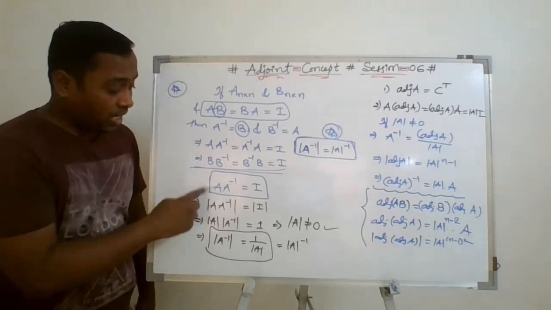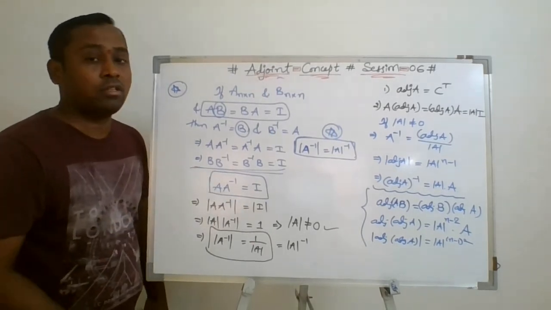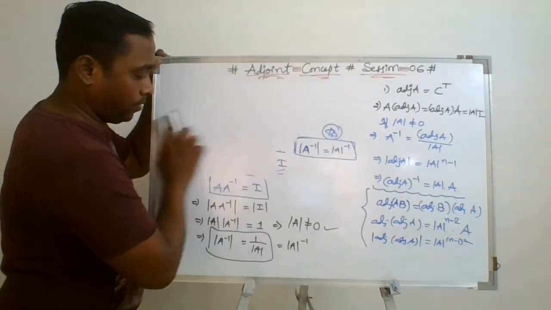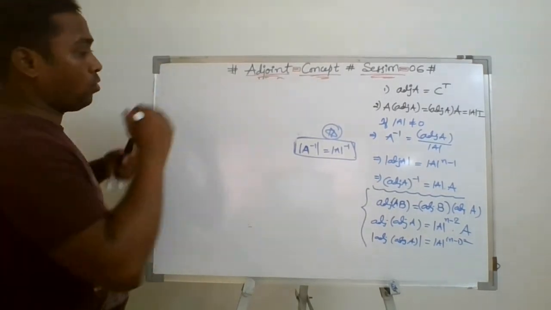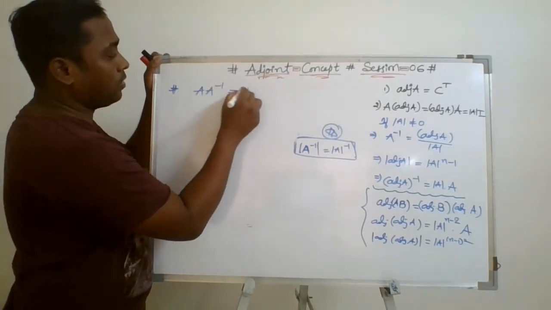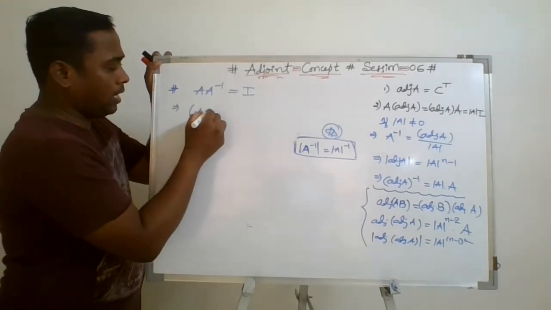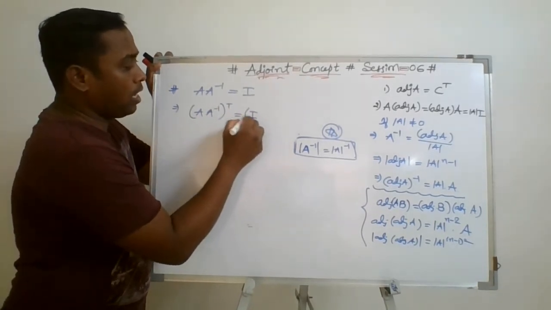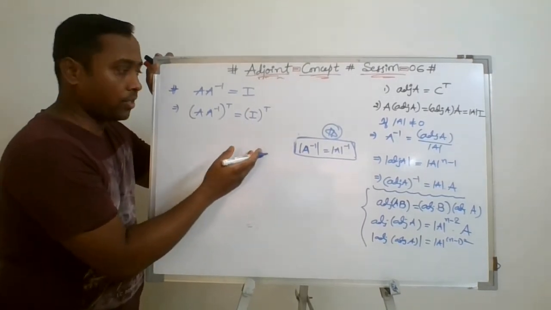Now the same way, instead of taking the det, I am taking the transpose on both the sides. Now we'll see what result it will give. What I am taking here as the first statement was A into A inverse is equal to I. If I take transpose on both the sides, what we have is A into A inverse whole transpose is equal to I transpose. And transpose of identity matrix is always identity matrix only.